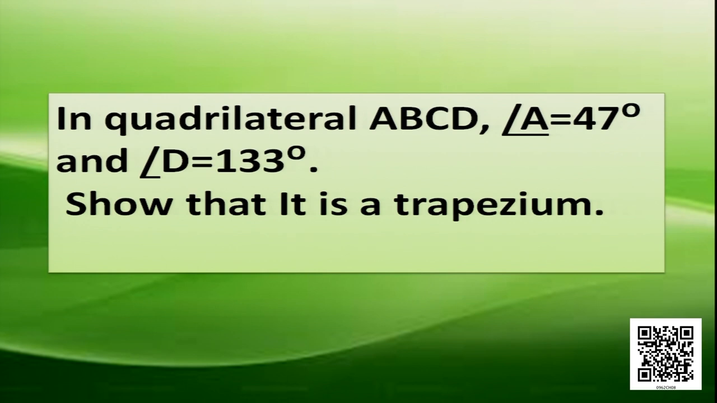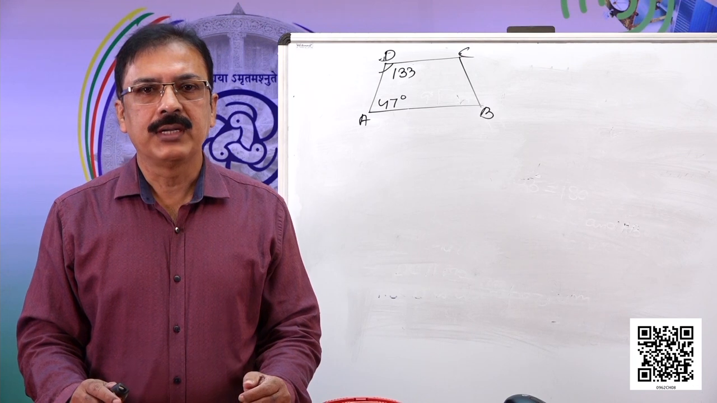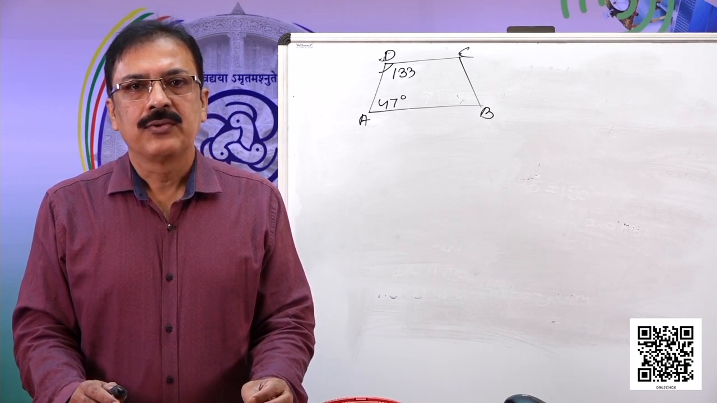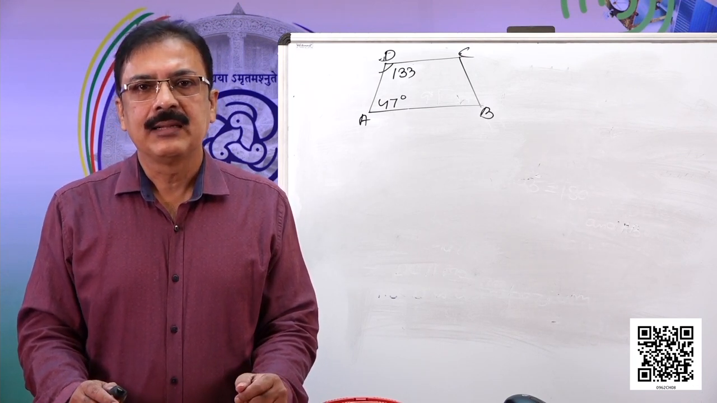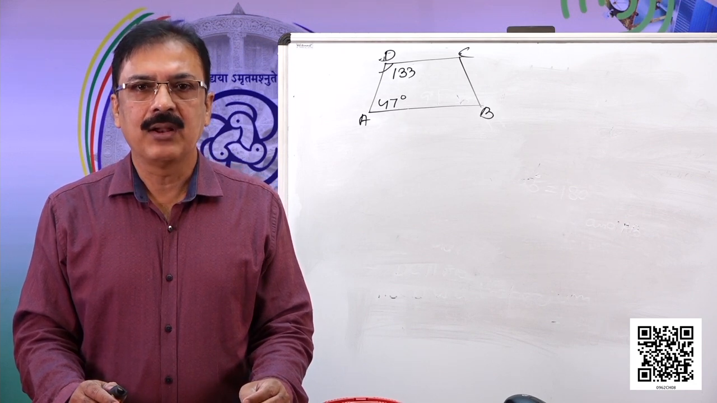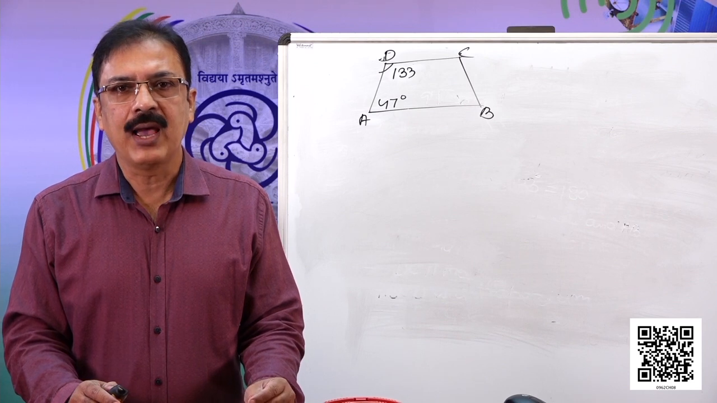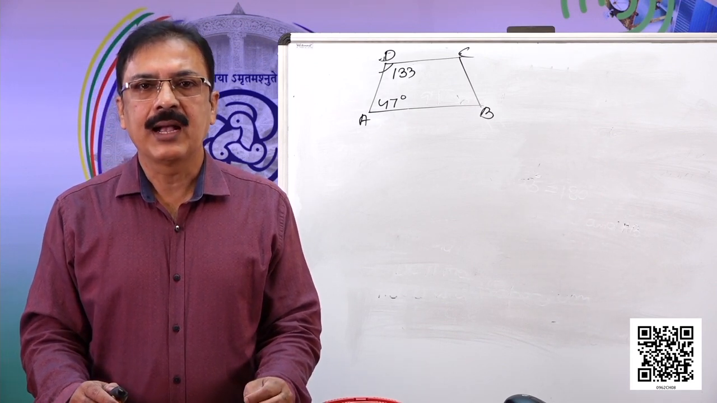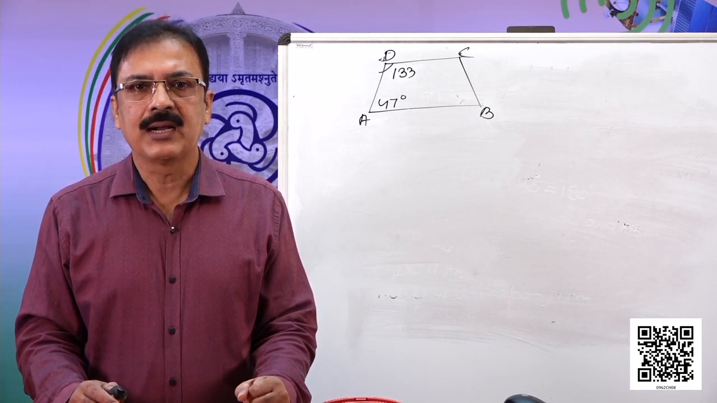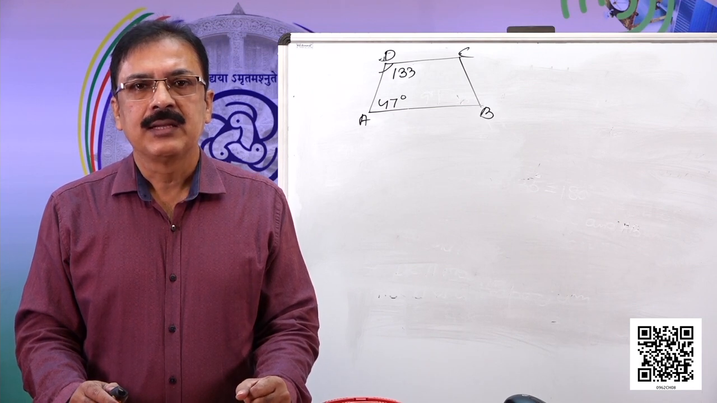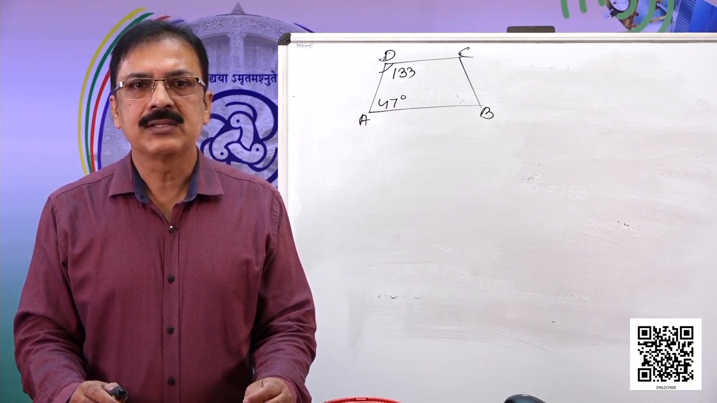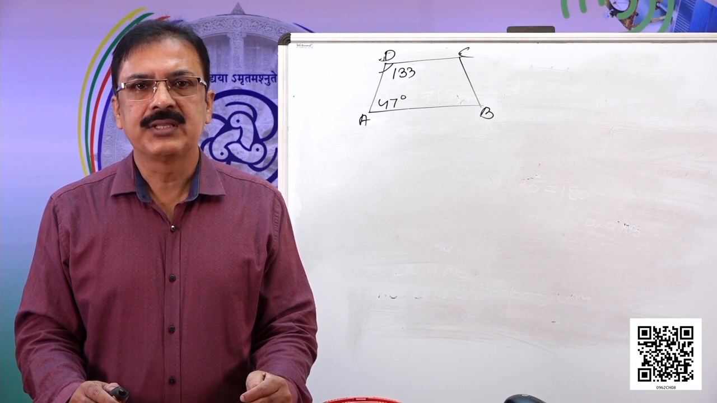So, dear students, today we discussed different types of quadrilaterals like trapezium, parallelogram, rectangle, rhombus and square, and also the angle sum property of a quadrilateral, that is the sum of the angles of a quadrilateral is 360 degrees.